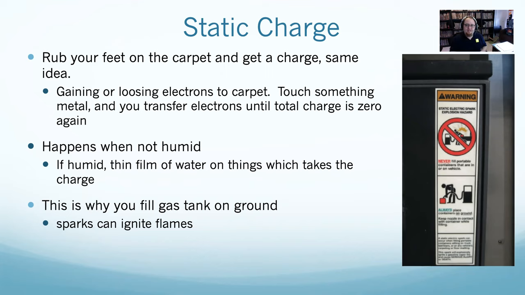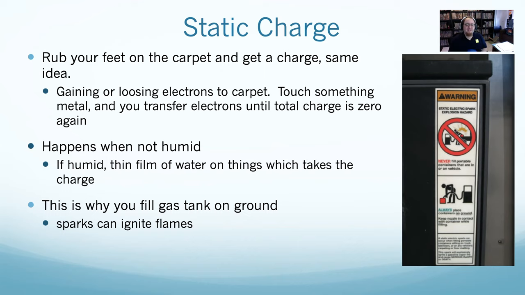The reason why, if you're walking on a carpet and you give yourself a charge, is because there's friction. Anytime you have friction, you can move some electrons. And if you rub your feet on a carpet and touch something, the zap you feel is that you either gained or lost electrons. If you touch something metal, that zap you feel is you transferring electrons to make it so that your total charge is zero. Of note, it normally only happens when it's dry, when it's not humid. The reason why is when things are humid, there's a thin film of water, which can keep the friction from happening, keep the charge from happening.